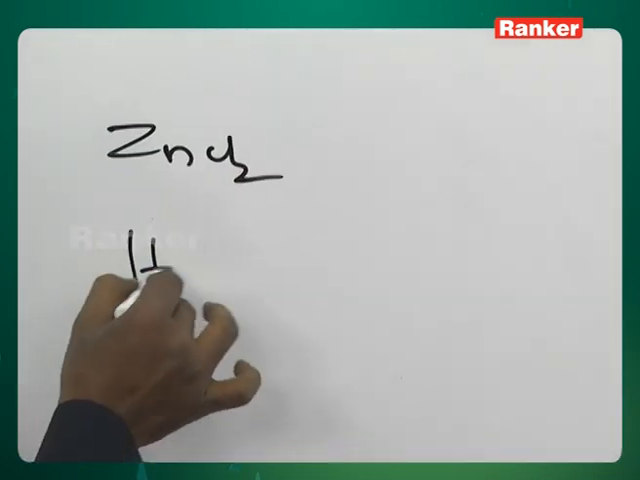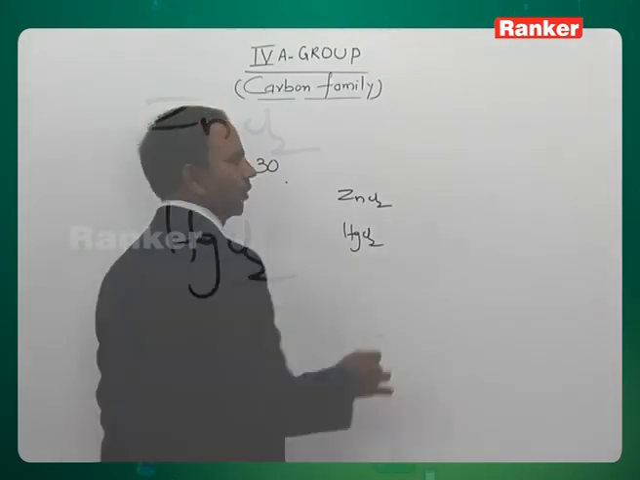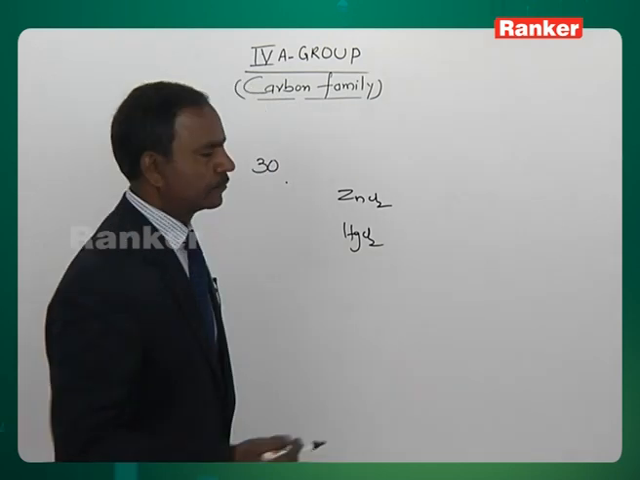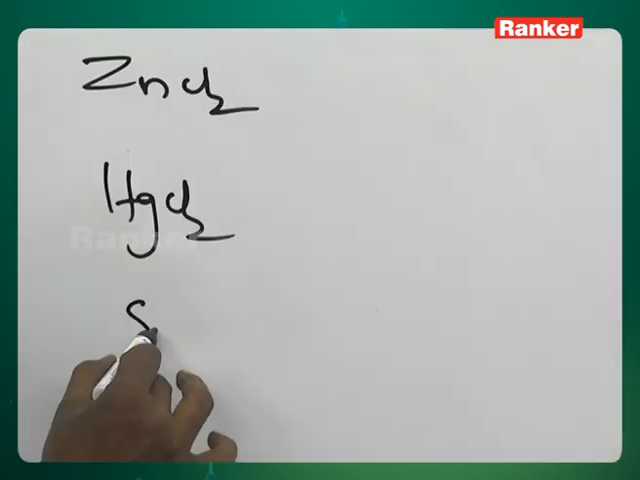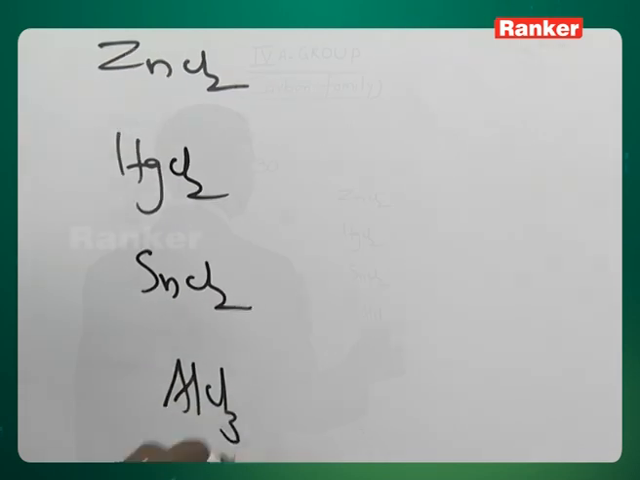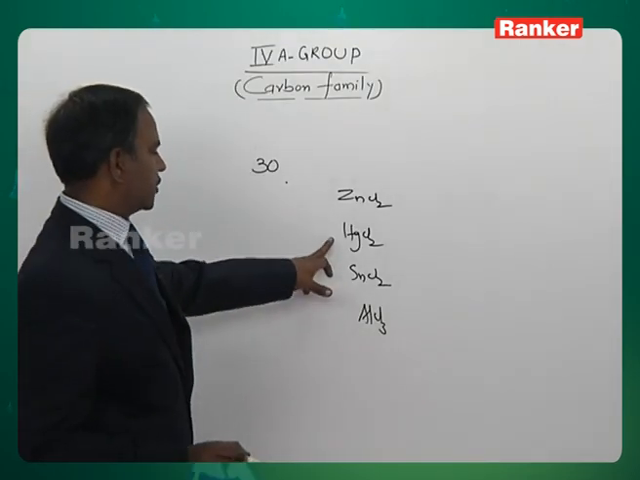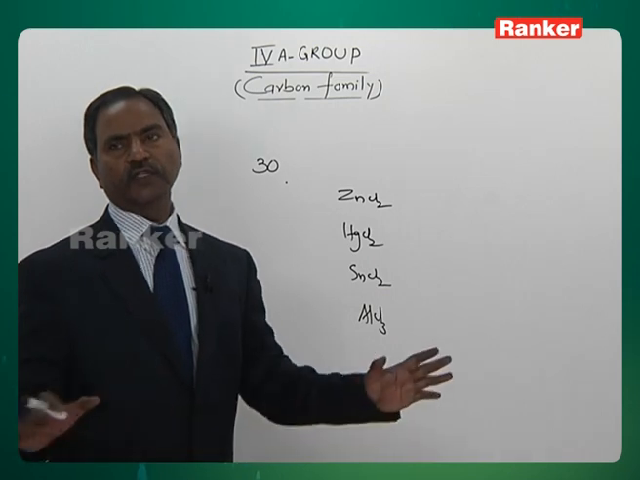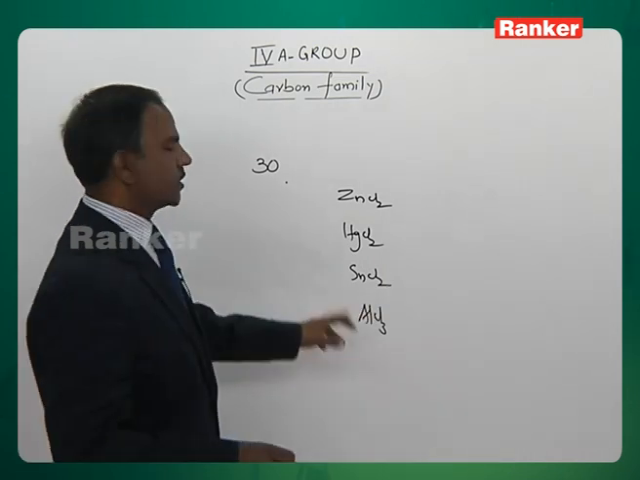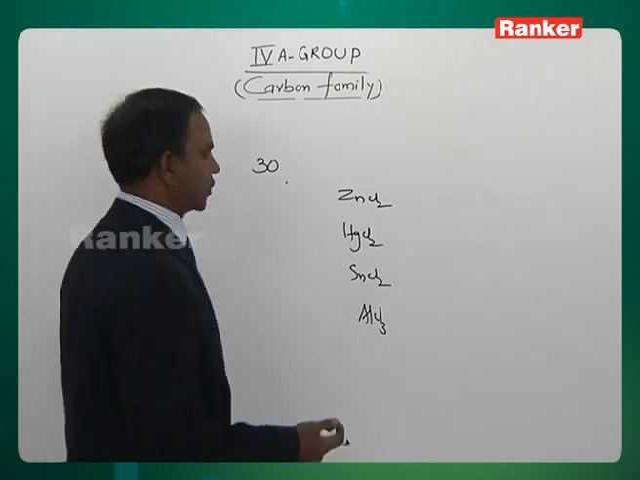Mercury chloride, HgCl2. Yes, it is highly saturated with +2 oxidation number. SnCl2 and AlCl3. Zn plus 2, Hg plus 2, Al plus 3, they are all actually saturated, having the highest oxidation number. But SnCl2 can easily become SnCl4 also.